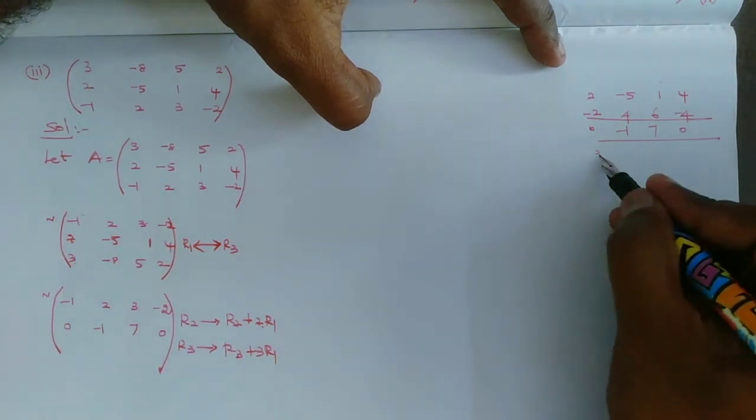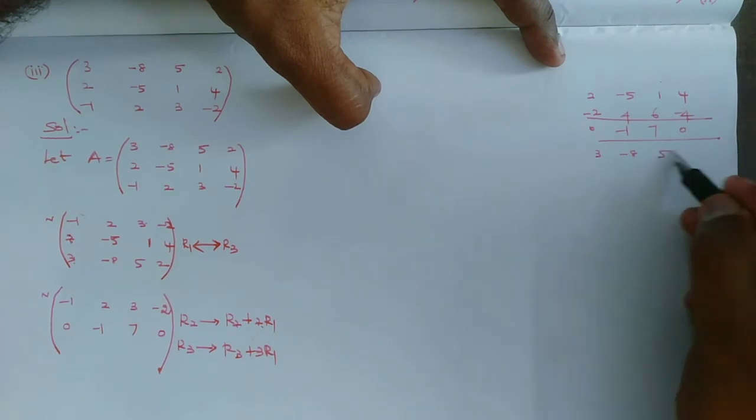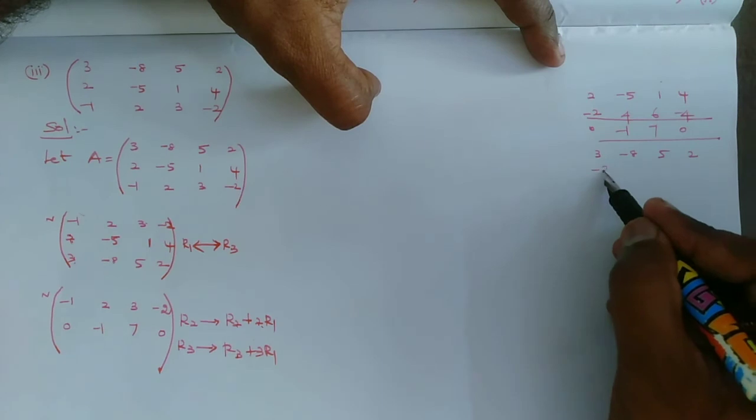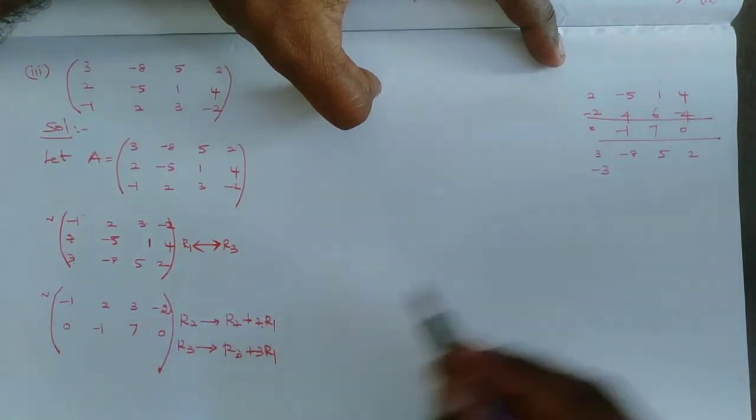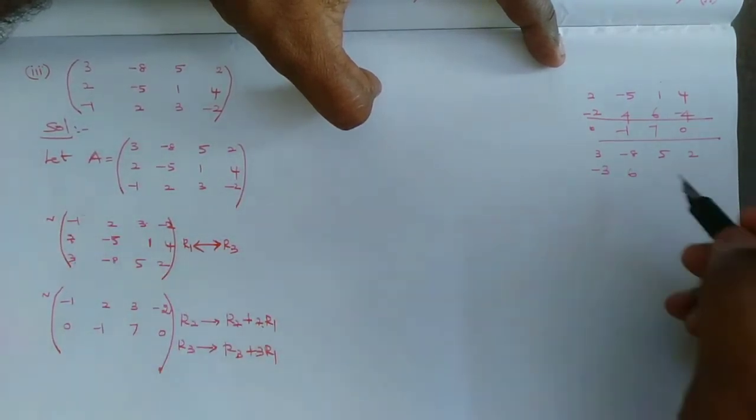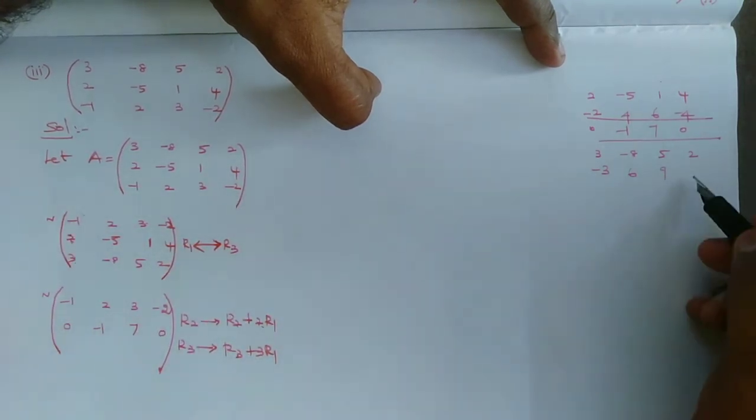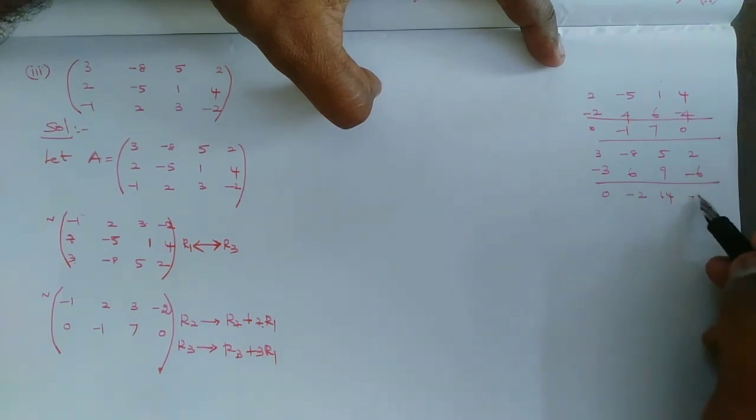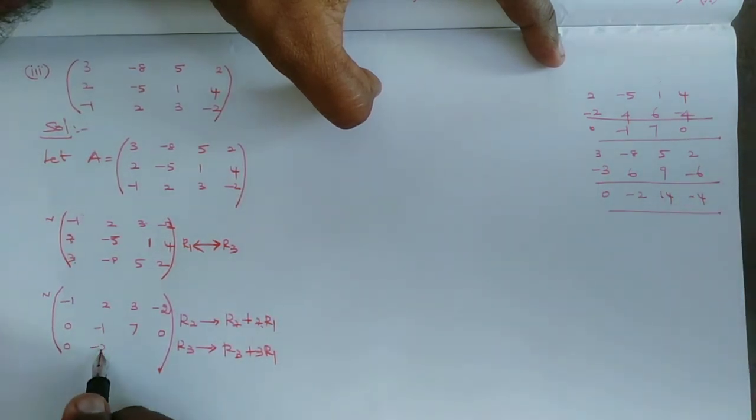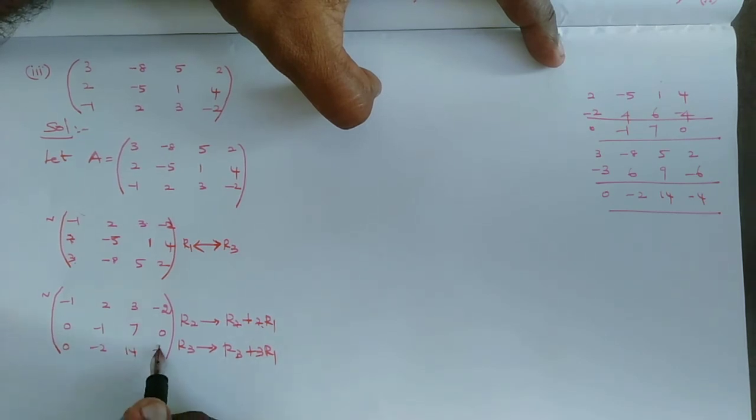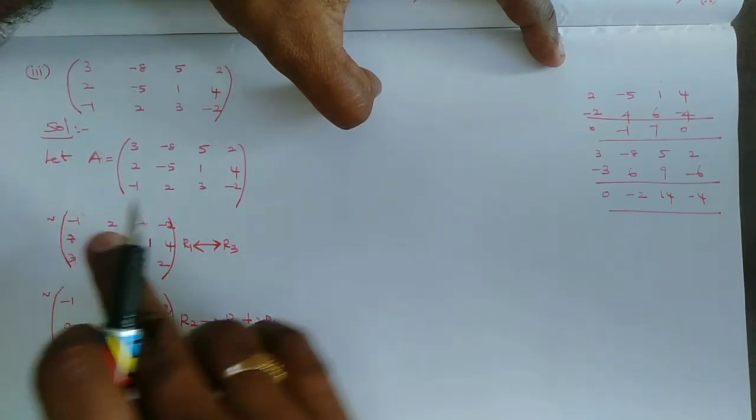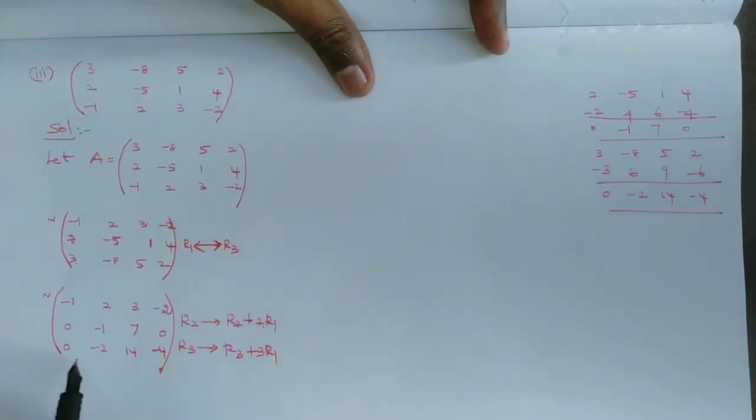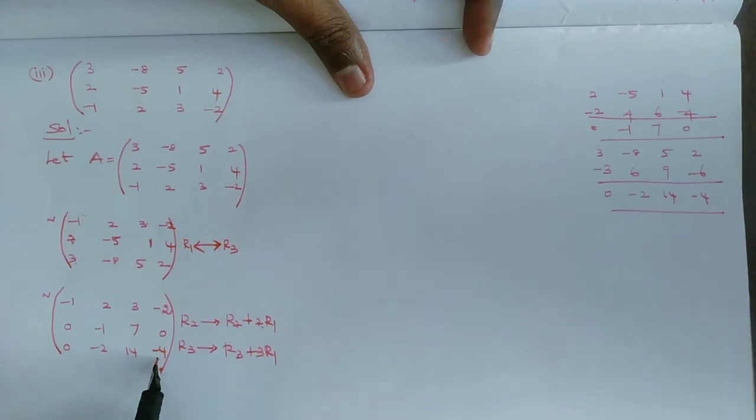R3, write R3: 3 minus 8 5 2. Multiply with 3 R1. Minus 1 into 3 is minus 3, 2 into 3 is 6, 3 3s are 9, minus 2 into 3 is minus 6. 0 minus 2 14. 2 minus 6 is minus 4. 0 minus 2 14 minus 4. Even if minus 1 is not present, we need to interchange and bring it. So we are going to see this R3 is divisible by 2.